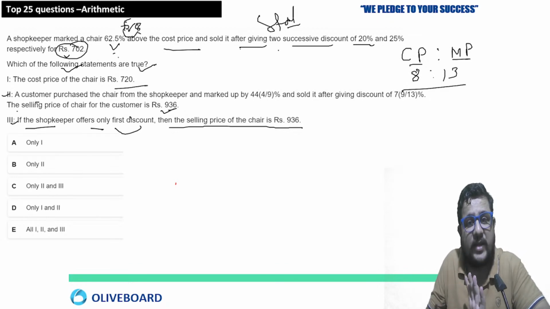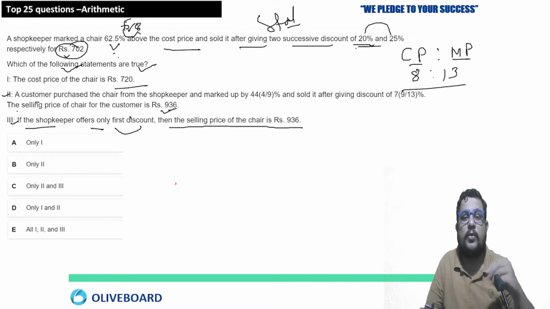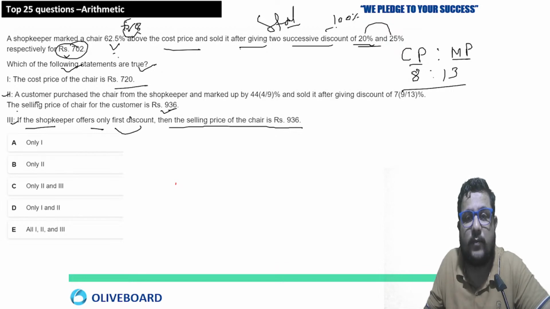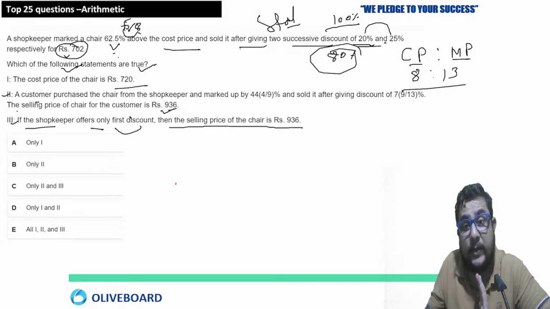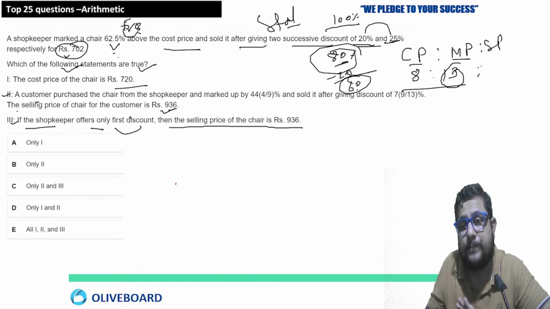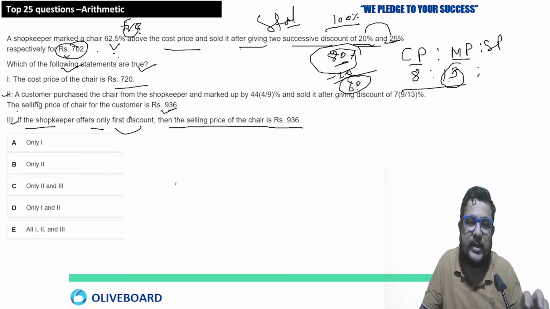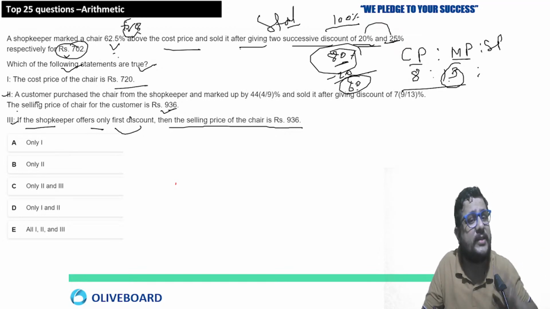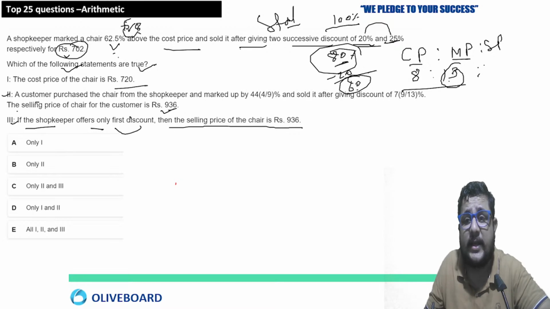Now sold it after giving two successive discounts of 20% and 25%. So see, when you give the discount of 20%, suppose 100% was the marked price. 20% discount means now it will become 80%. Now 25% of this 80 is going to be 20. Just remove that. So total 60% is the selling price here. So 60% of this 13 is going to be the selling price. Whatever data I can analyze from the given detail, I will calculate, then we will go with the given statements, right?